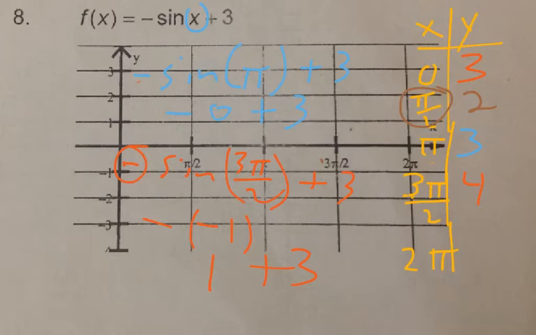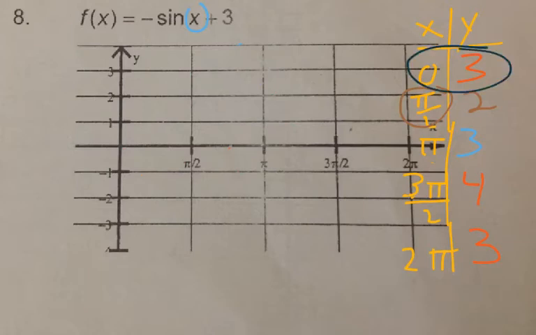And finally, 2 pi, guys, if I plug that in, I'm going to get another 0. Okay? So I actually get another 3 value. Again, if I plug in 2 pi, I'm going to get 0, basically plus 3 again. Alright, pause the video if you need to copy my work. But let's see how our graph comes out.